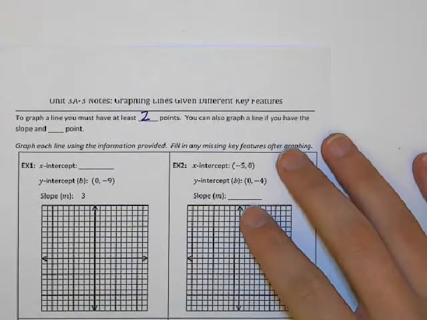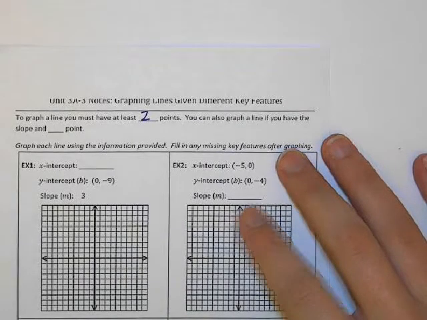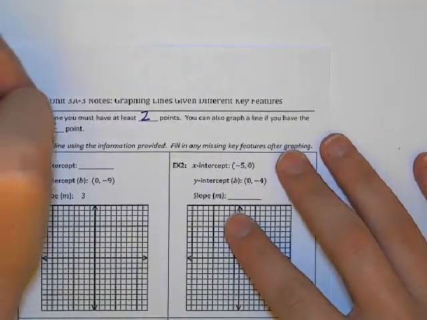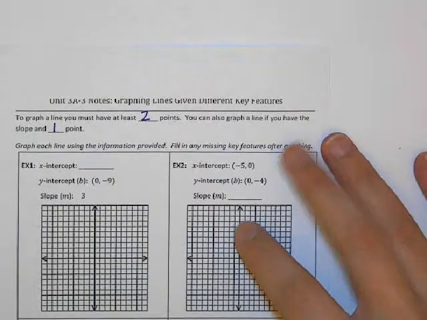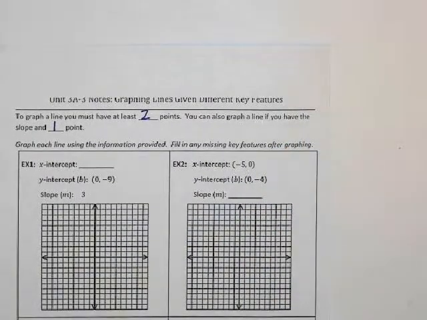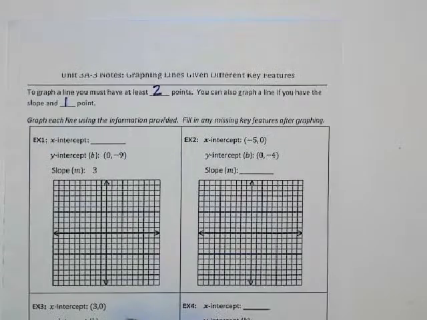You can also graph a line if you have the slope and 1 point. Okay? So in order to graph, you have to have at least 2 pieces of information. 2 points or slope and 1 point. Okay? So, example 1. It says, graph each line using the information provided. Fill in any missing key features after graphing.